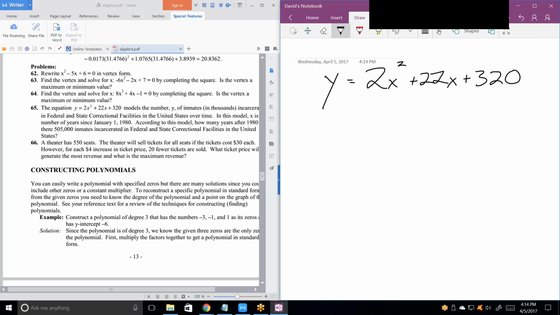So y is the number of prisoners in the United States, and x is the number of years since 1980. So how many prisoners were there in the United States? And this is actually in thousands. Okay. Just in case it doesn't make sense. We can ignore that for the moment and just deal with this function. But let me ask you, how many prisoners were there in 1980? Remember what x is. X is equal to the number of years since 1980.